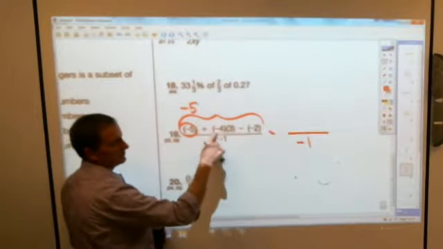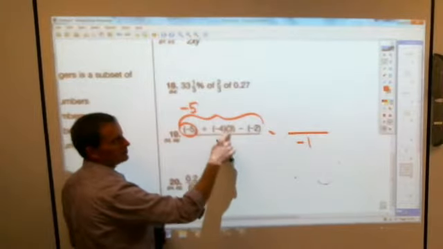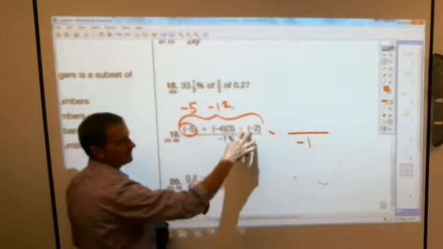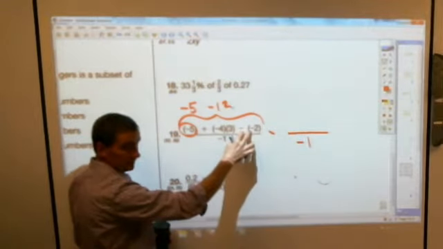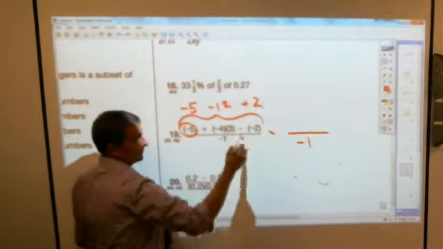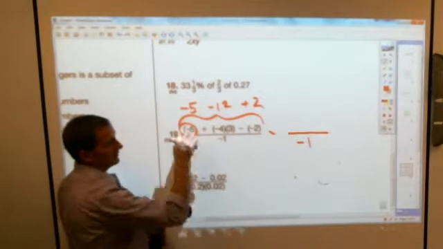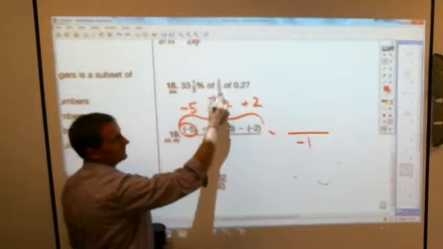This one, you have a -4 times 3, which is -12. This one is a -2. Two negatives make it +2. Now you've done the multiplication part. Now you have to do the adding part from left to right. -5 and -12 is -17.